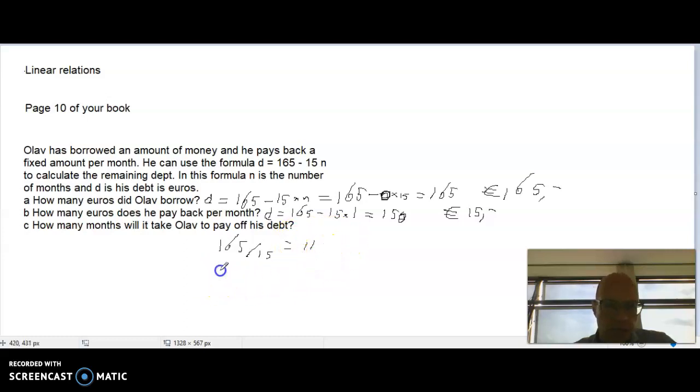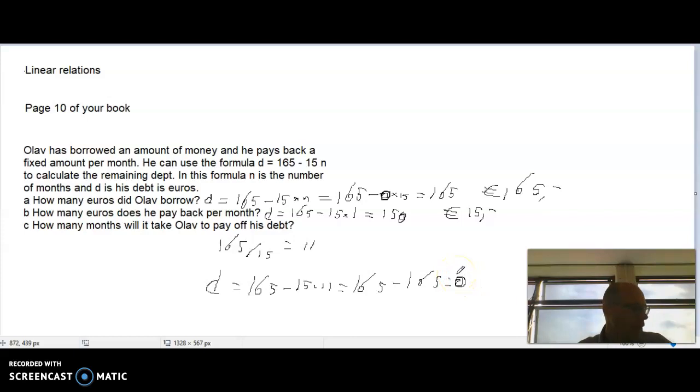Let's check if that is correct. Then the debt is 165 minus 15 multiplied by 11, and that is 165 minus 165, which is 0. So yes, the amount of debt is then 0, so we paid it off.